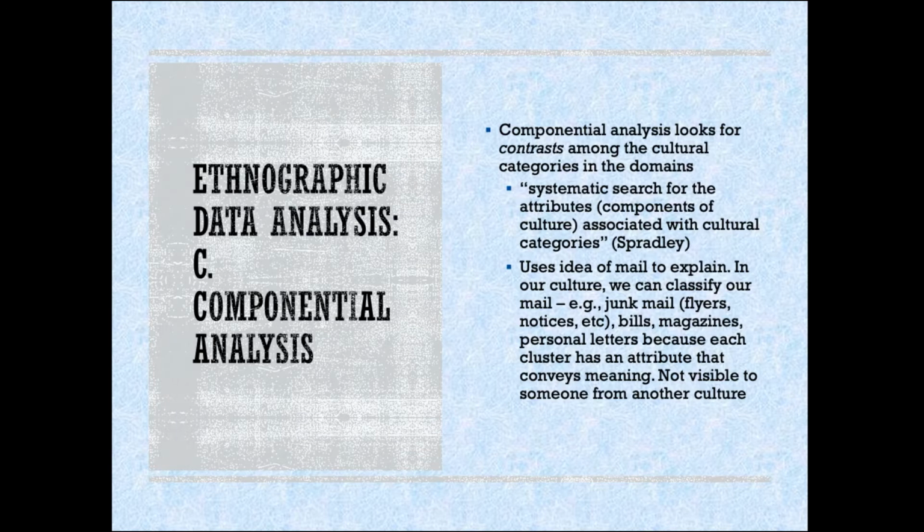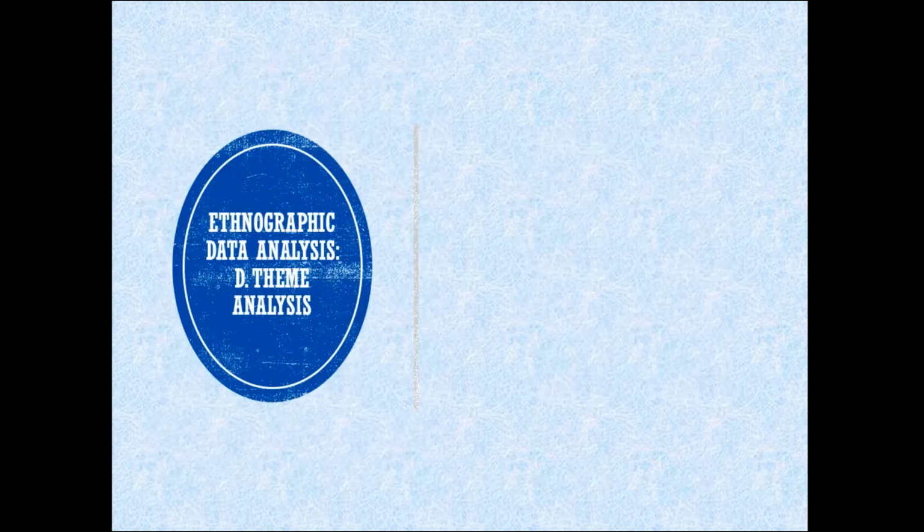In our culture, we can classify our mail into junk mail like flyers, notes, etc. Or also we have bills, magazines, personal letters. Each cluster has an attribute that conveys meaning for us, so not visible to maybe someone else from another culture.